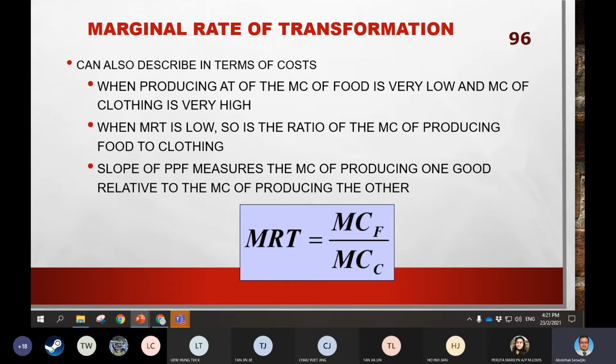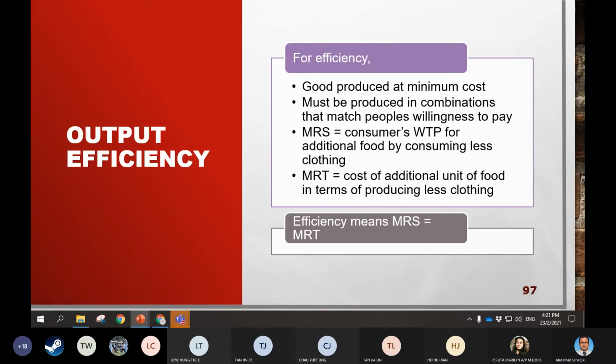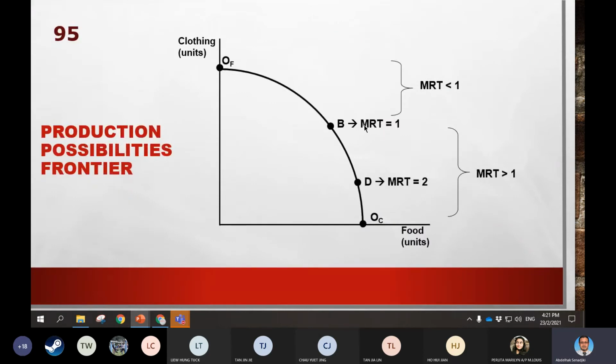So as I say, if we go, for example, to point B, here at point B, we have the marginal rate of transformation equal to 1. What does it mean? It means MCF divided by MCC equals 1, meaning that the marginal cost of producing food equals the marginal cost of producing clothing. And it is true, because at point B, how much does it cost me to produce one additional clothing? It costs me 1 unit of food. So I need to give up 1 unit of food to produce 1 additional unit of clothing.